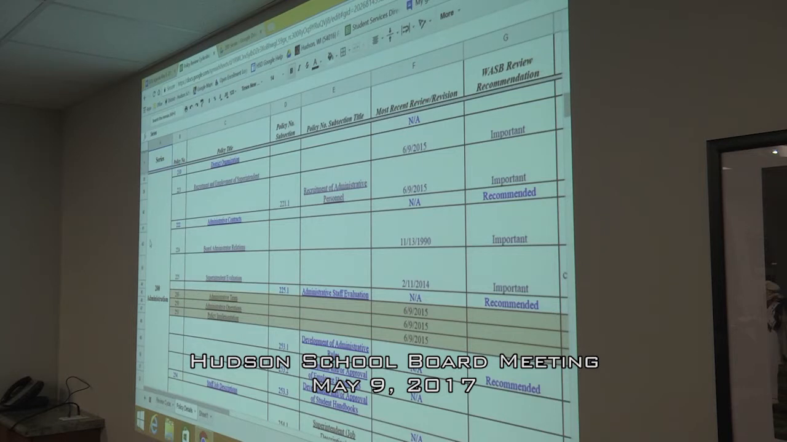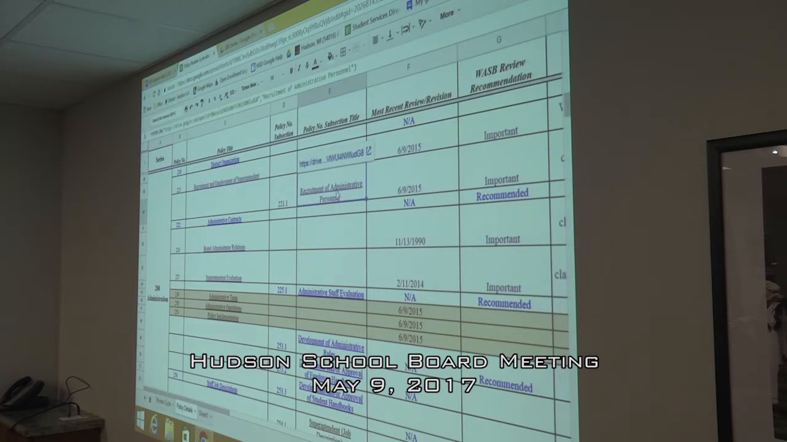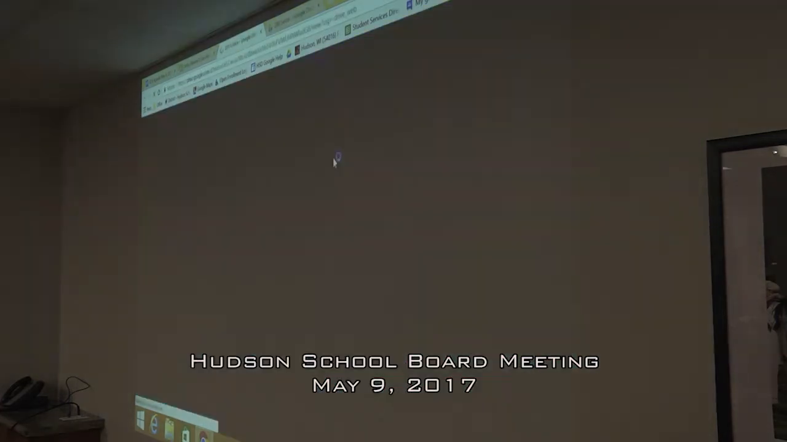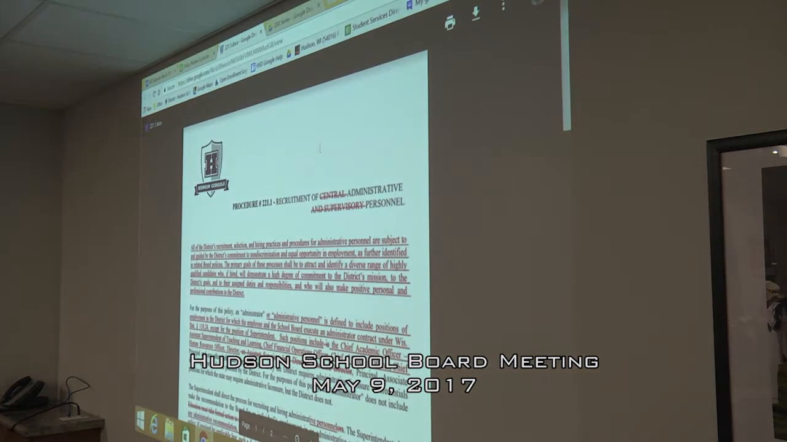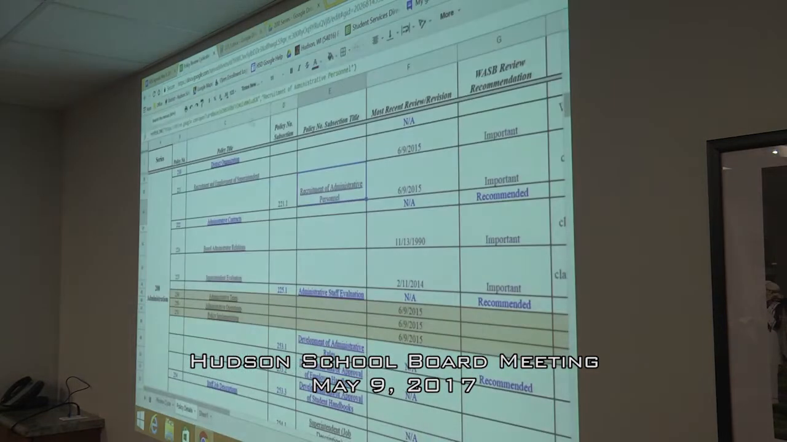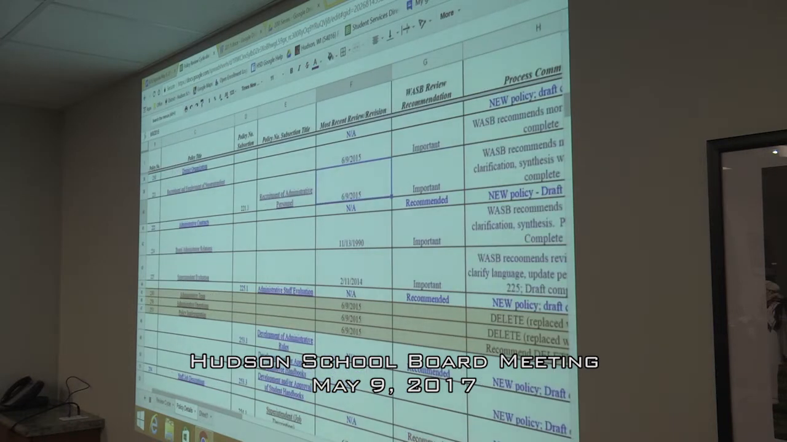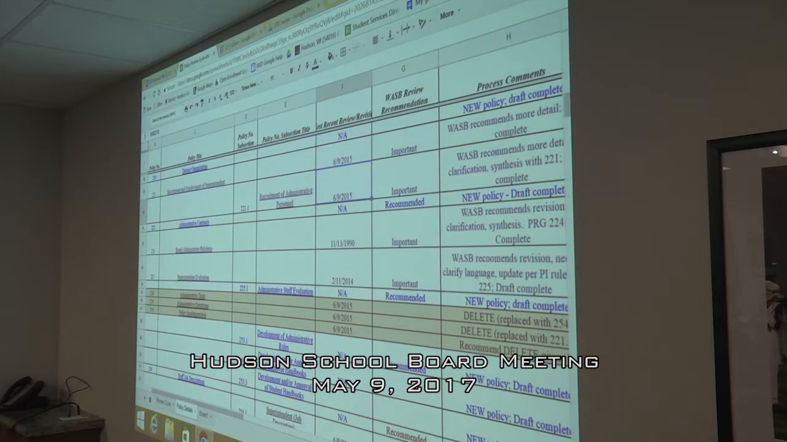The chart here? Yes. So it has the policy number, the policy title, and the subsection, which is actually going to be the policy number subsection. And it really is descriptive. If you click on it, you can link it directly to the policy that we're proposing to be updated. And if you go further to the right, you can see that it has the most recent revision, the WASB recommendation, and then the process comments, and the continuation of that. So this is the document that I'm using as my working document for all the series.